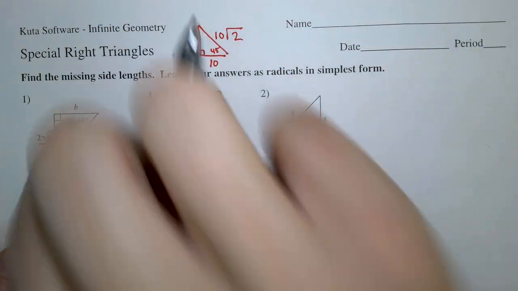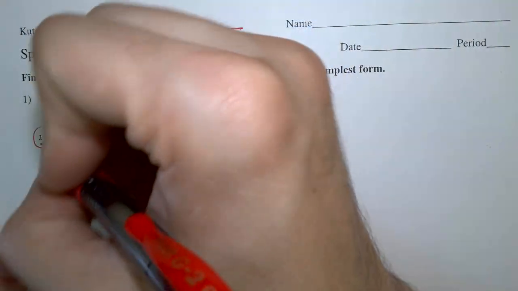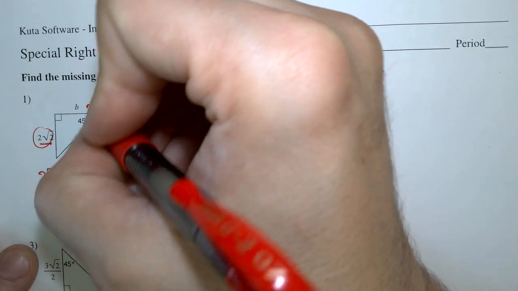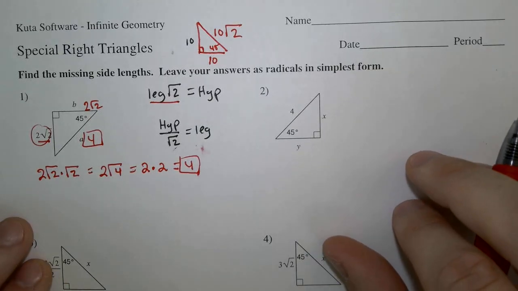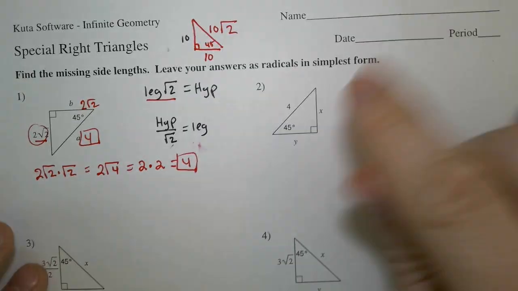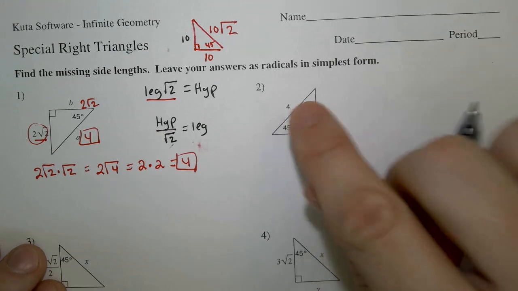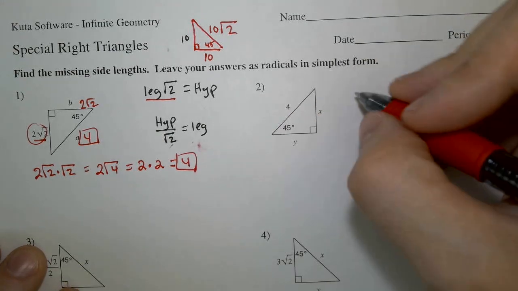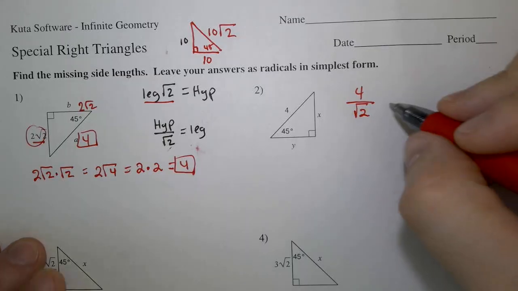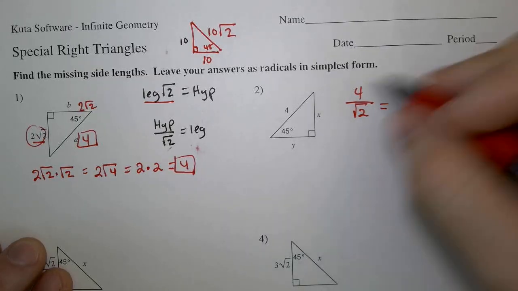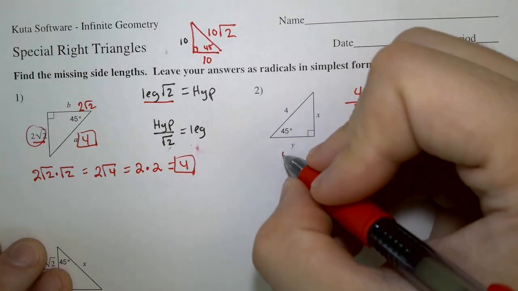And now I also wanted this other part up here. Well, these are always the same. So this is going to be 2 radical 2, or 2 square root of 2. Perfect. No harm, no foul. Number 2, here we are provided the hypotenuse. Anytime you're provided the hypotenuse, you would need to divide by the square root of 2 for a 45-45 triangle, which makes this the answer for both of these.